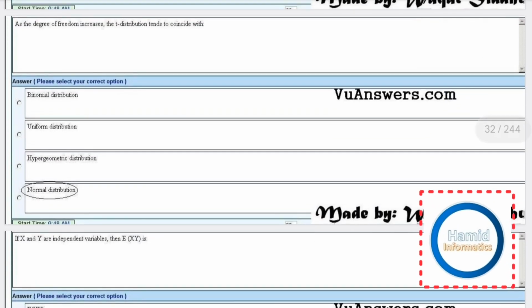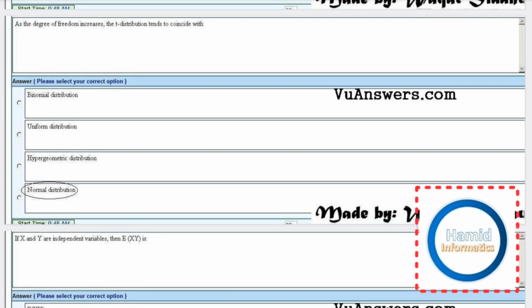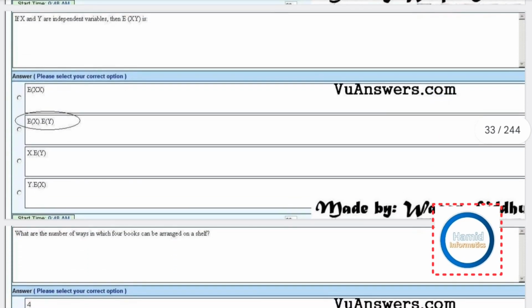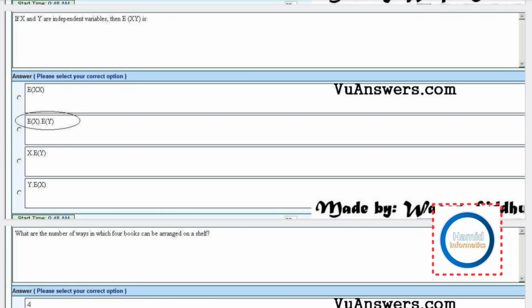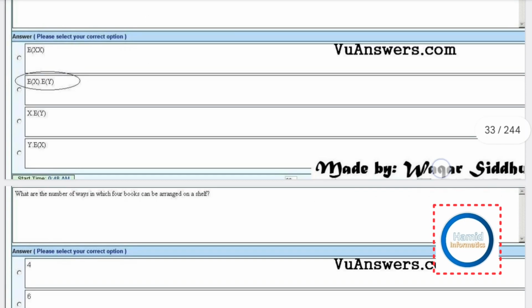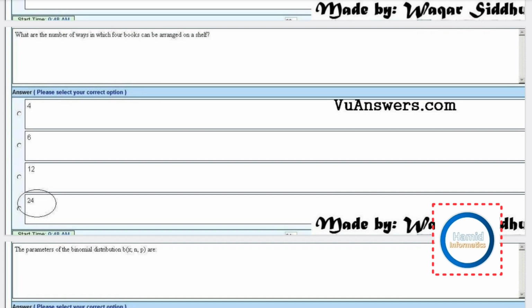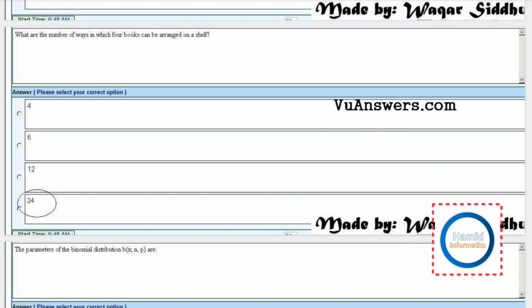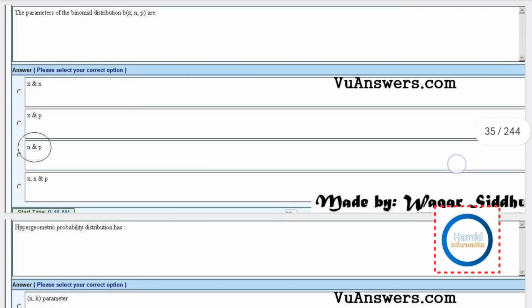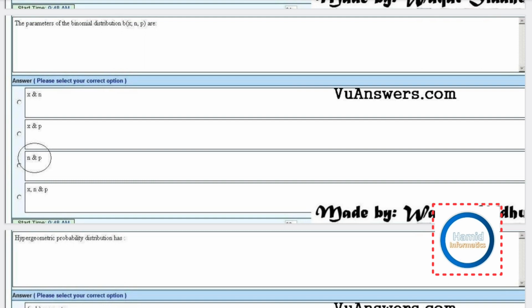As the degree of freedom increases, the t-distribution tends to coincide with. Answer is normal distribution. If X and Y are independent variables, then E of XY is E of X dot E of Y. What are the number of ways in which 4 books can be arranged on a shelf? Answer is 24.